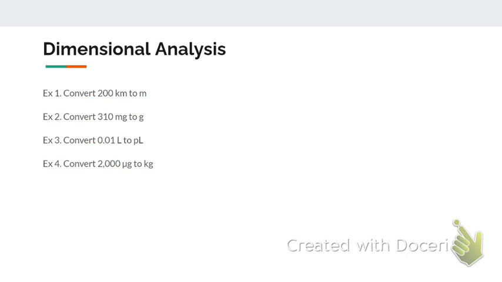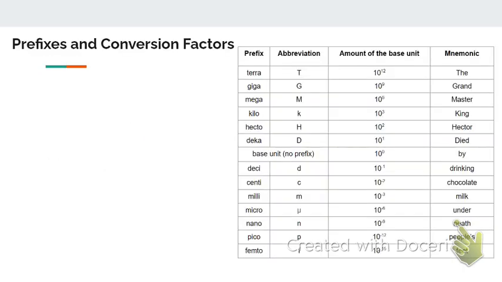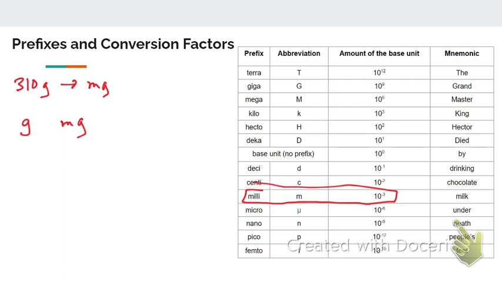So we're going to go 310 milligrams to grams. All right. So, let me go back. Our problem is 310 grams to milligrams, right? Okay, so now we've got to figure out what's the conversion factor between grams and milligrams. So if I find the milli is right here, grams is the base unit, so that means that 1 milligram equals 10 to the minus 3 grams. Okay. All right, so that's my conversion factor.